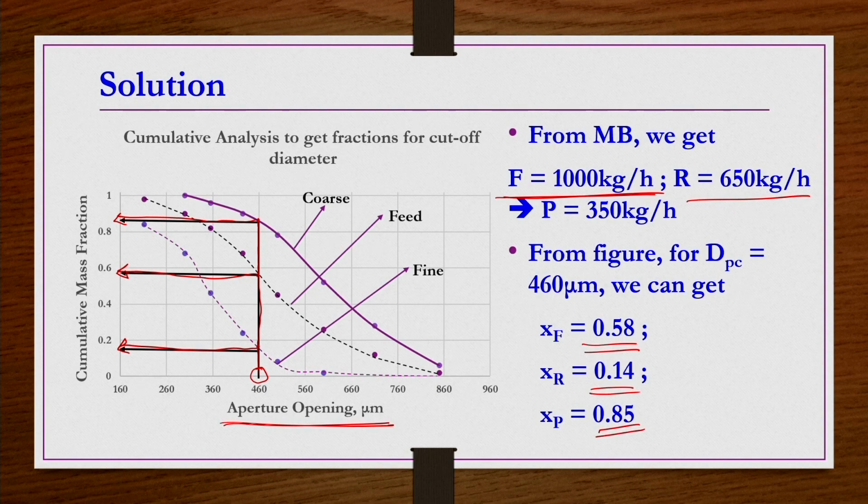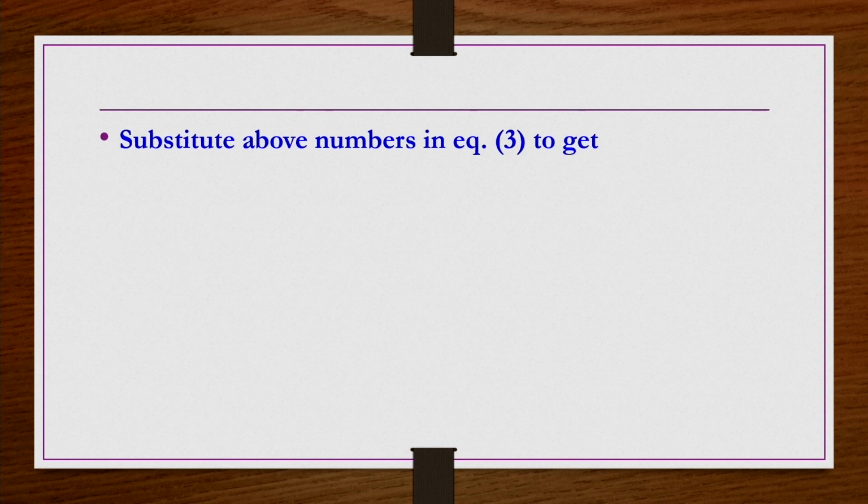So, now you have 0.58, 0.14, 0.85 as XP, XR and XF. So, all three are known. So, then you can calculate the effectiveness. We calculate using all three methods.